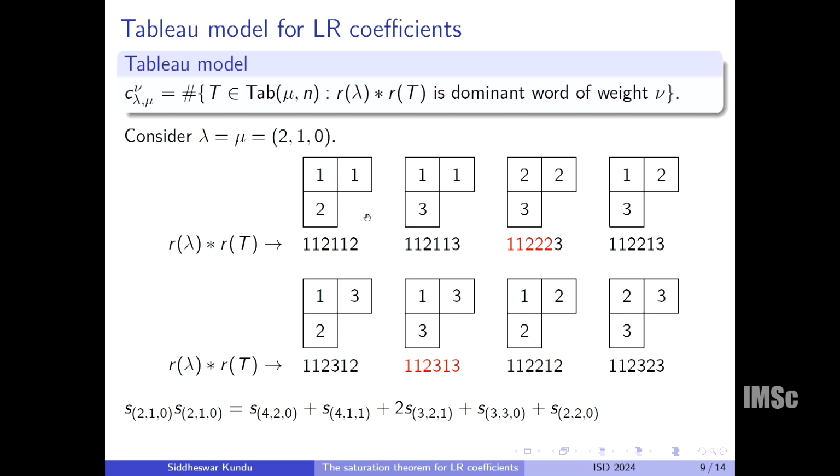Similarly, this is also not dominant, and the rest, 6, are dominant. If we consider this word, then the weight will be 4, 2 and 0. So 4, 2, 0 will come in the decomposition. And the next is 4, 1, 1, so 4, 1, 1 will come. And the next is 3, 2, 1, and this is also 3, 2, 1, so 3, 2, 1 will come twice, and so on.